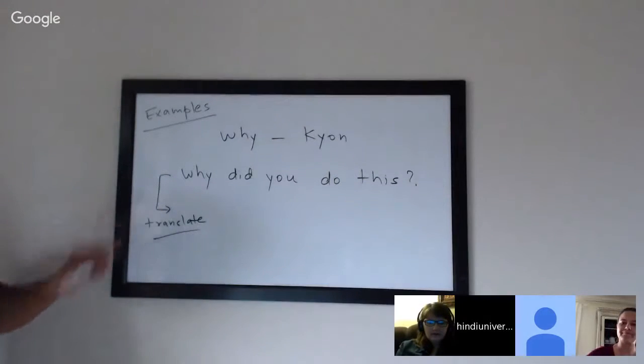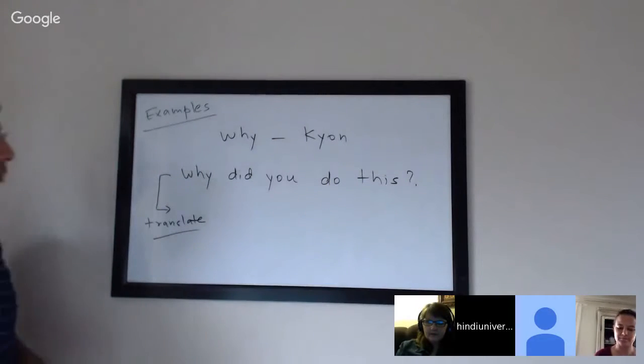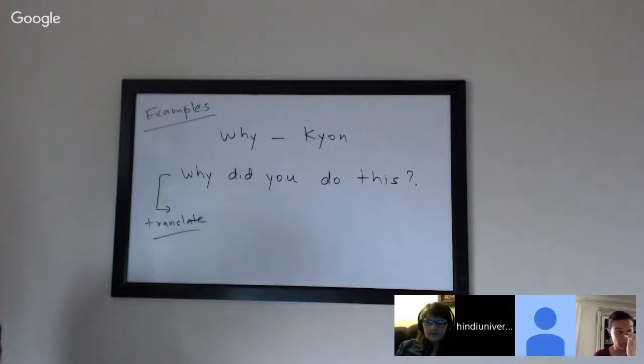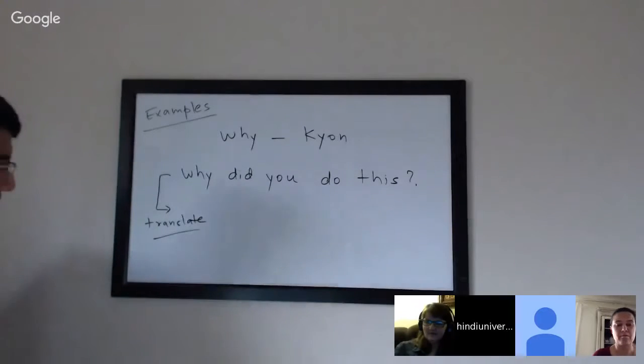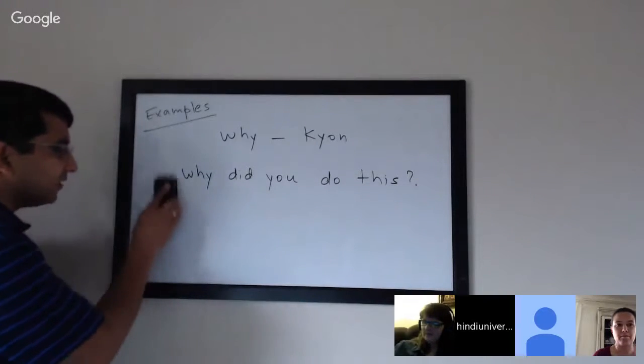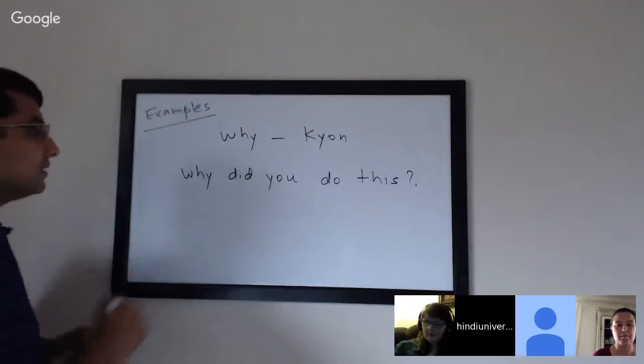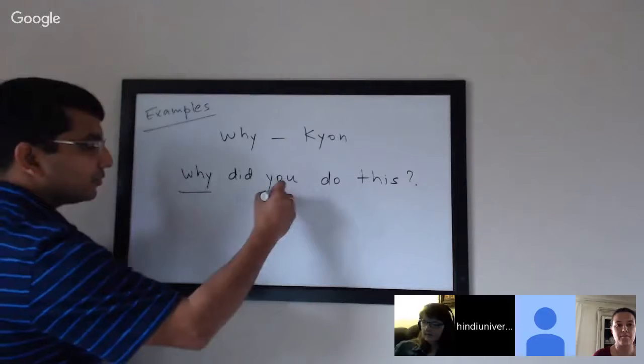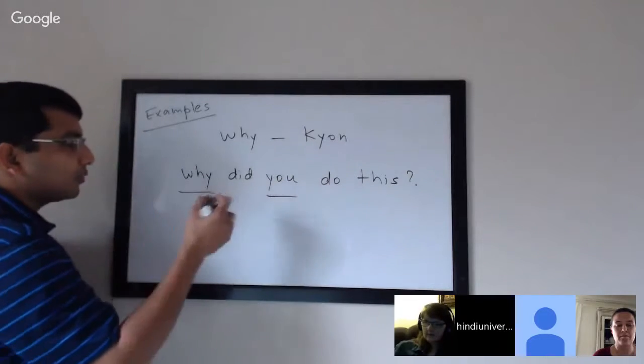So again, take a chance and how do you say this thing? Why did you do this? Very good. आपने क्यों किया? Okay. So the base sentence is correct. You know that why is nothing but क्यों, and your subject, a pronoun, is still you, right?